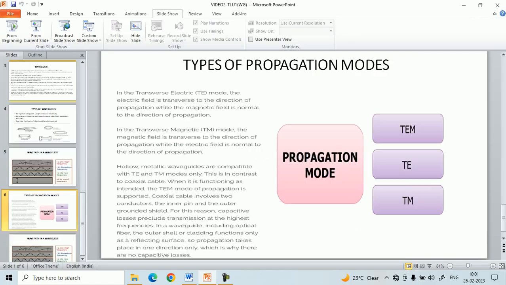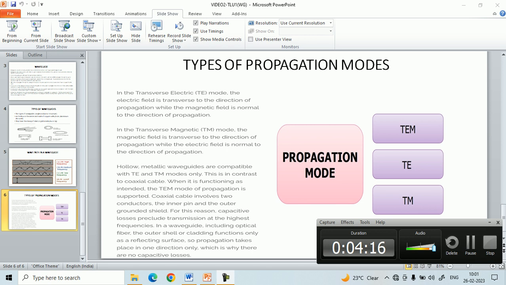So these slides speak about the introduction of the concept of the waveguide section. In the next video, we will discuss the subject in detail.